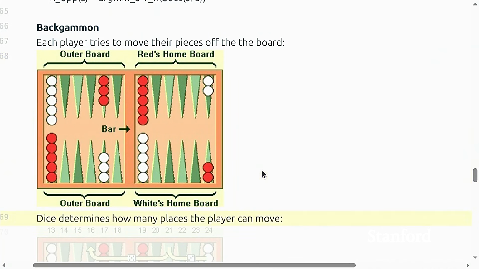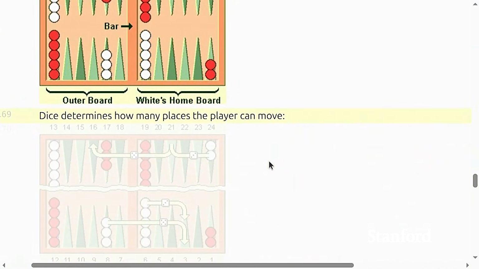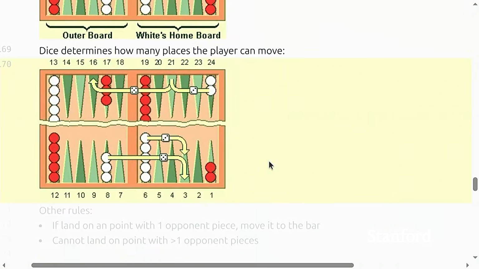Okay, so how do I move pieces? There are dice involved. So I roll two dice, and let's say it's white's turn. Okay, I roll two dice, and the dice determine the number of spaces I can move. So if I roll a 3 and a 5, I could take this piece and move it 3, and then another 5. Or I could take, let's say, this piece, move it 5, and take this piece and move it 3.